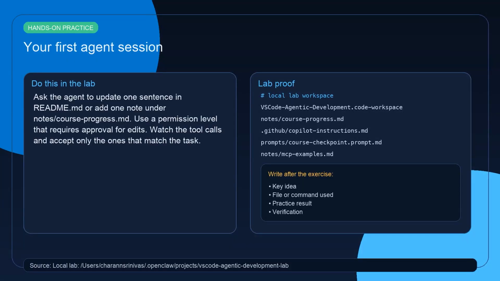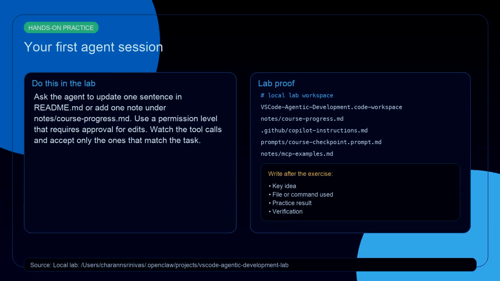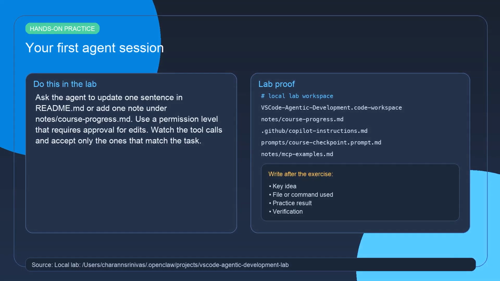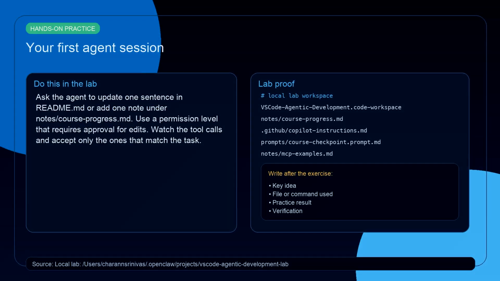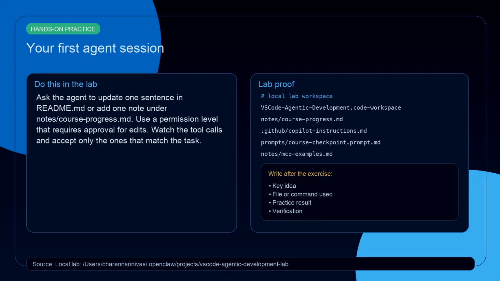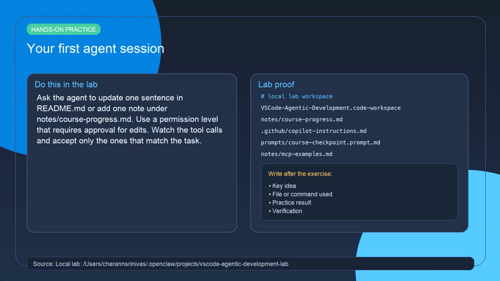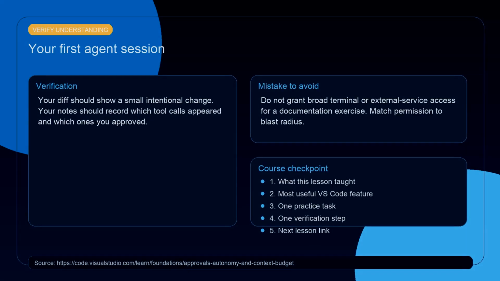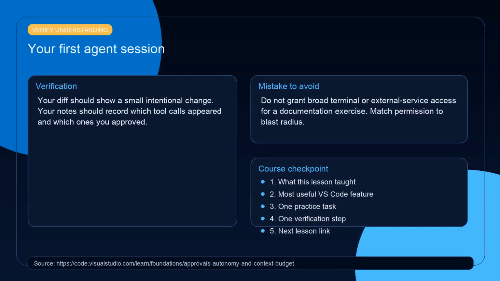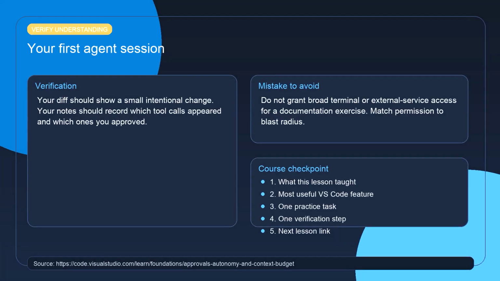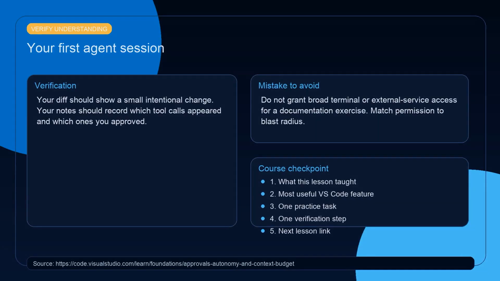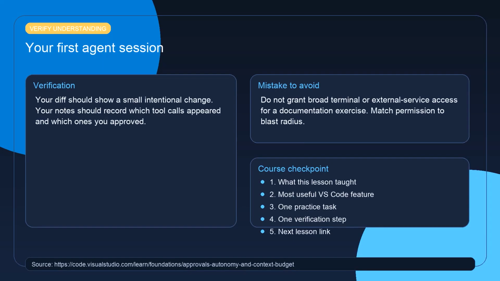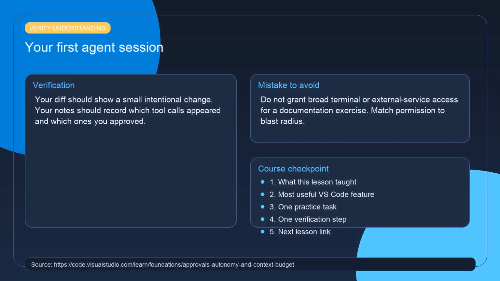Now make it practical. Ask the agent to update one sentence in readme.md or add one note under notes/courseprogress.md. Use a permission level that requires approval for edits. Watch the tool calls and accept only the ones that match the task. Your verification step is this. Your diff should show a small intentional change. Your notes should record which tool calls appeared and which ones you approved. The mistake to avoid: do not grant broad terminal or external service access for a documentation exercise.